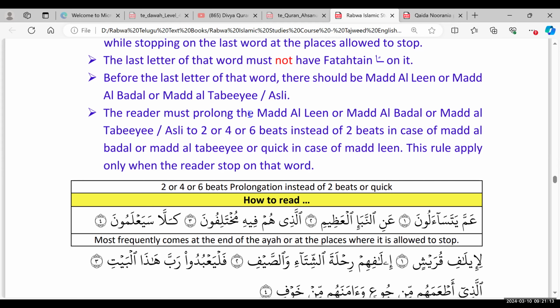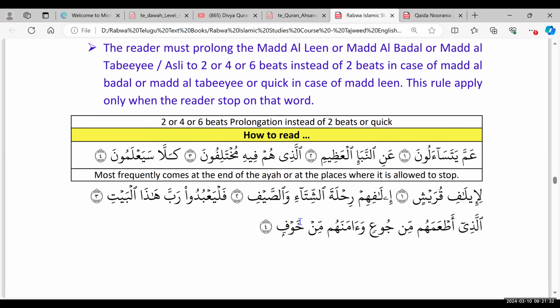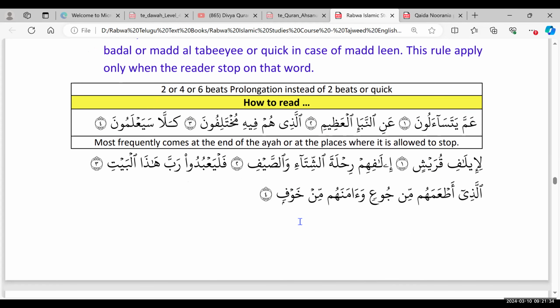In the application of this rule, the reader has a choice: he can stop with 2 units of prolongation, with 4 units, or with 6 units. Any of these three is acceptable, but one thing is that he must follow uniformity. For example, if we start reading by stopping with 2 units in the first ayah, he has to continue it till the end of his recitation.